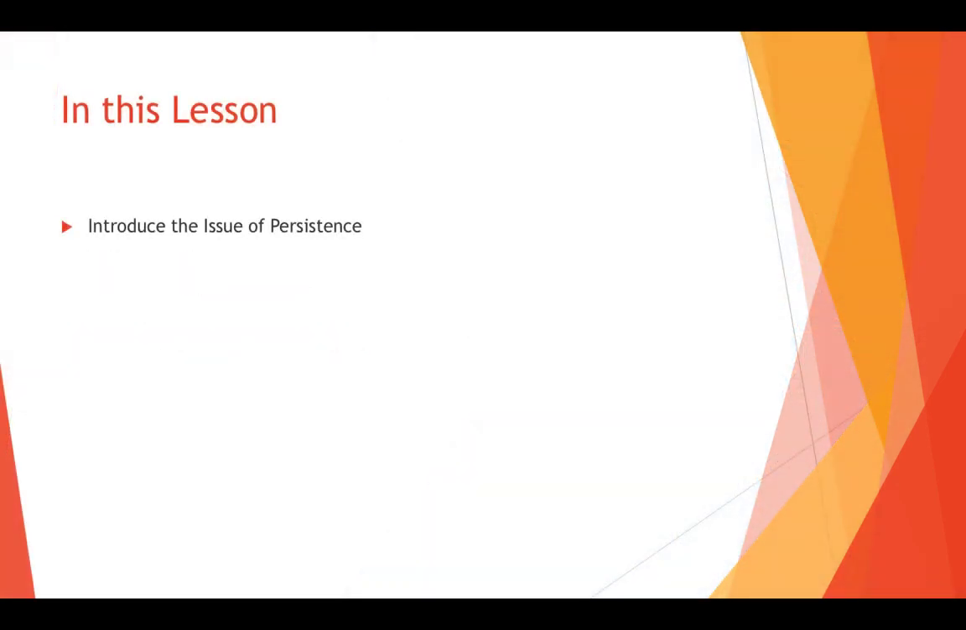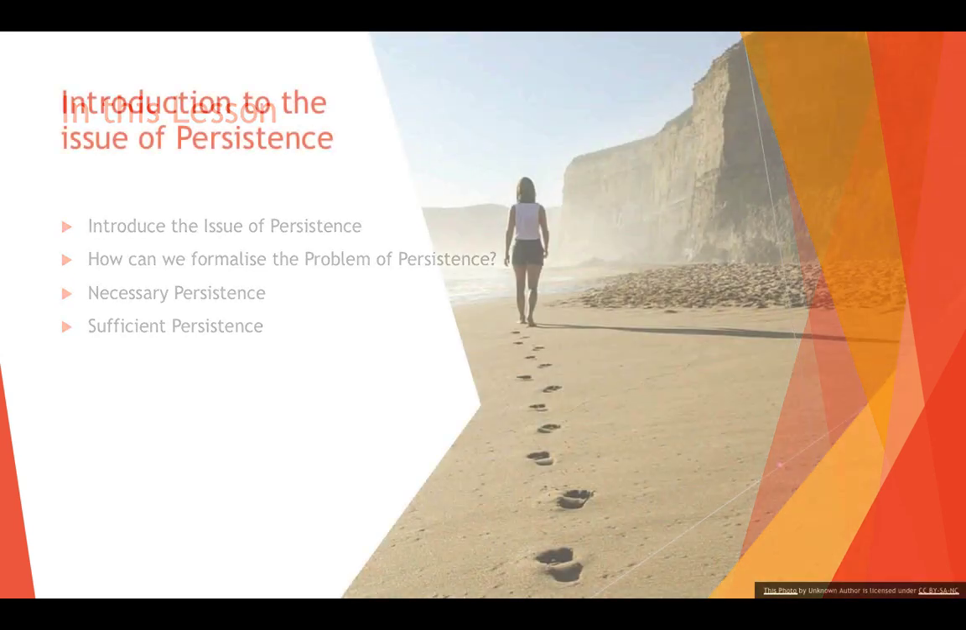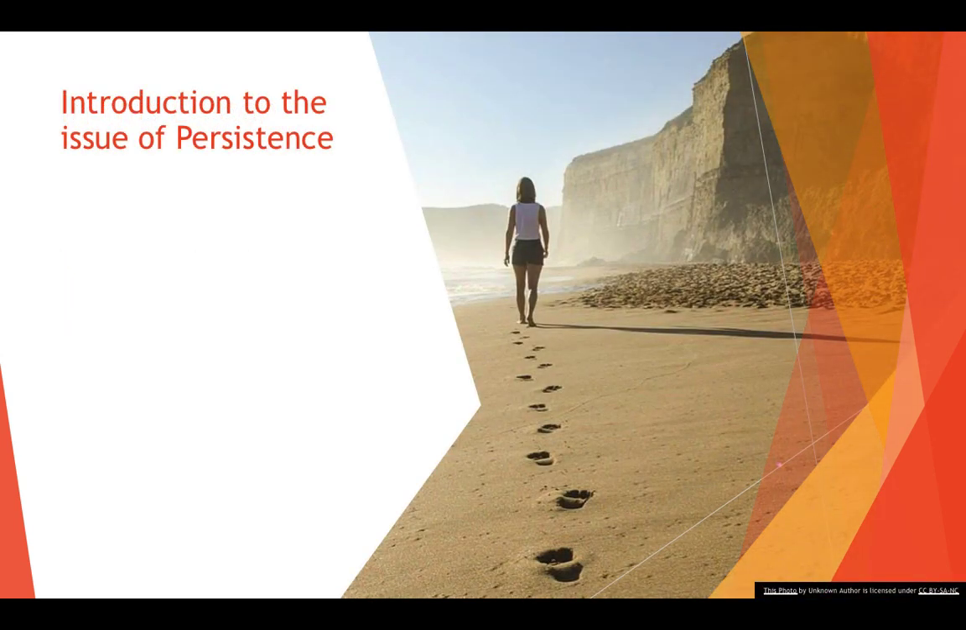So specifically in this lesson, we're going to introduce the issue of persistence. We're going to work out how we can formalize it in a sort of formal philosophical way. We're going to have a look at the difference between necessity and sufficiency when it comes to necessary persistence and sufficient persistence. So what is the issue of persistence?